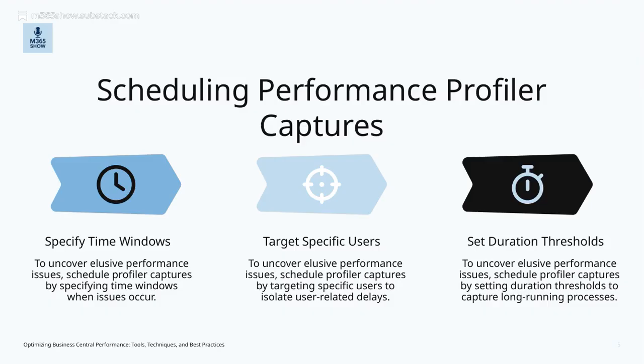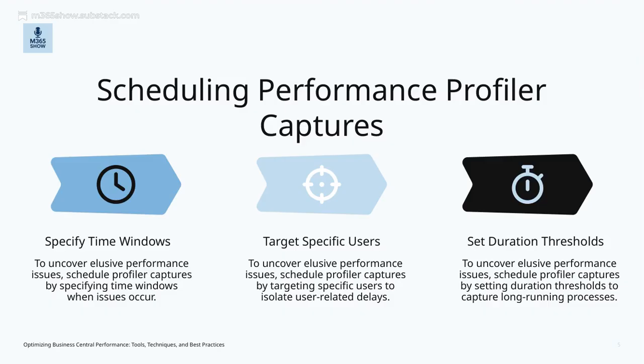Finally, setting duration thresholds allows us to catch long-running processes that might be hidden within normal operations. By defining a threshold, say processes that run longer than a certain number of seconds, the profiler captures those outliers that could be impacting overall system performance. All these techniques, specifying time windows, targeting users, and setting duration thresholds, are about honing in on the most relevant data so we can troubleshoot more efficiently.